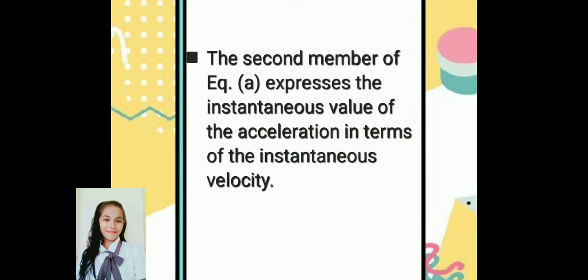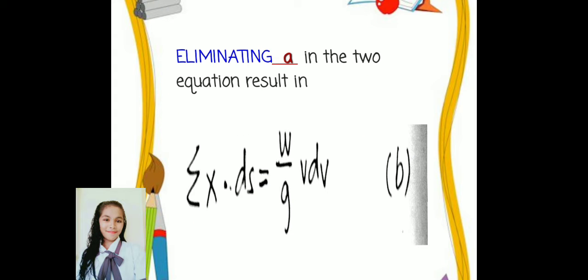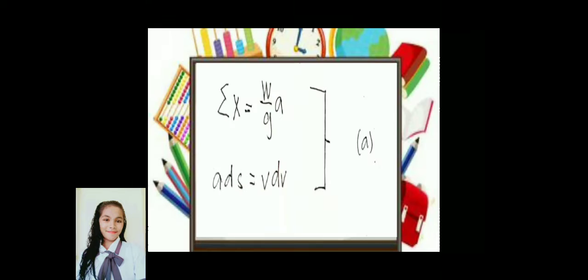While the second member of equation A is expressing the instantaneous value of the acceleration in terms of the instantaneous velocity. When we say instantaneous value, that means sudden or at that moment. And instantaneous velocity is a vector with dimension of length per time. Eliminating a in the two equations results in the sum of F multiplied by ds is equal to W over g v dv.